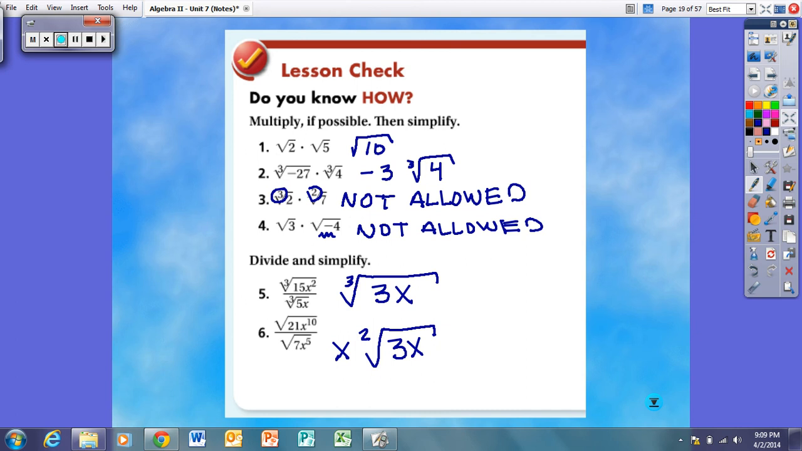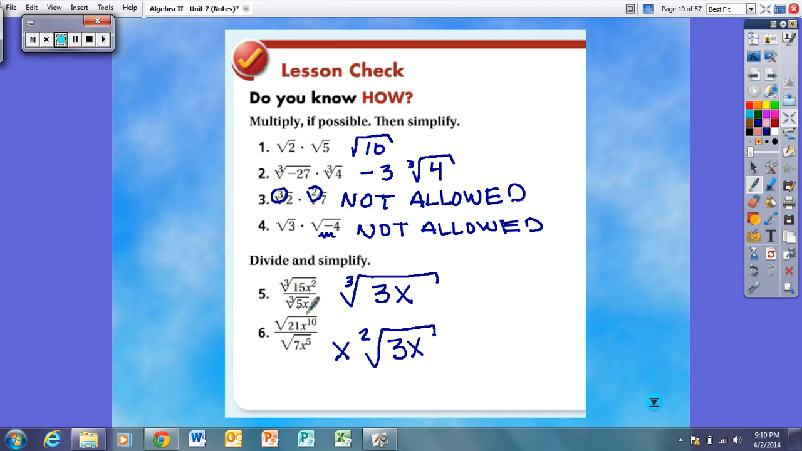Alright, and here are your answers to numbers 1 through 6. Square root of 10, negative 3 times the third root of 4. Number 3 and 4 are not allowed. 3 is not allowed because you cannot combine these two. They have different indexes. 4 is not allowed because we're never allowed to take the square root of a negative number in order to get a real answer. Remember, that gives us an imaginary answer. And we're talking about only real numbers here.